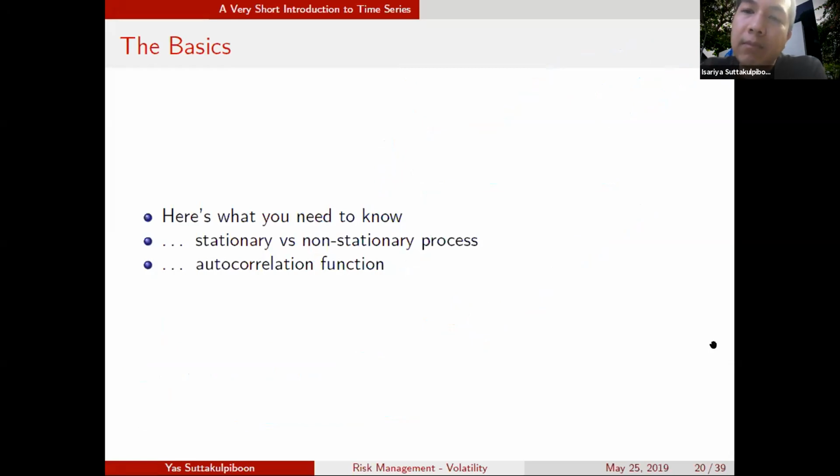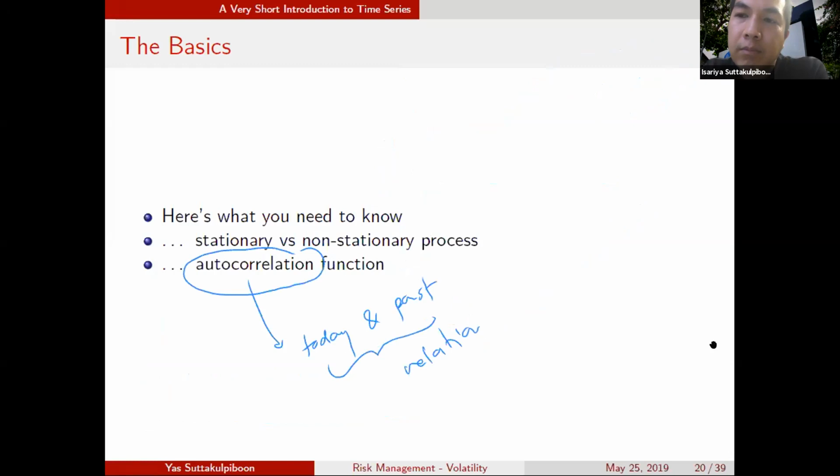Autocorrelation. You have probably heard the term autocorrelation before in regression analysis. Autoregression means that there is a relationship between today and the past. If today and tomorrow are totally independent, there's no autocorrelation. But if the correlation occurs between two time periods, sometimes we call it serial correlation.